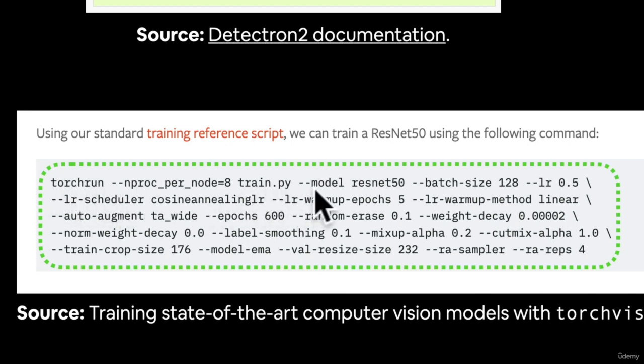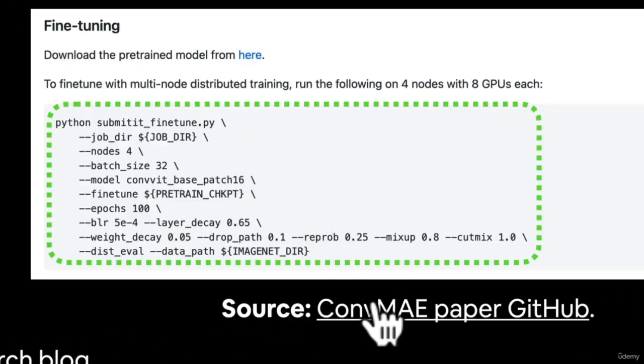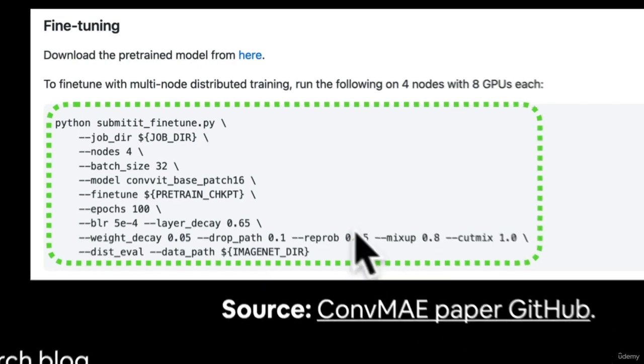But here's train.py. There's the model. They're using ResNet50 with a batch size of 128, a learning rate of 0.5, a learning rate scheduler of cosine annealing LR, learning rate warm-up epochs of 5, learning rate warm-up method linear. There's a lot of different hyperparameters here, a fair few, a bit more that are outside the scope of this course, but the principles we're going to cover are much the same. We want to write a train.py script by the end of this section that's able to train our model. And then same thing here. This is a brand new paper at the time of recording called ConvMAE paper on GitHub.